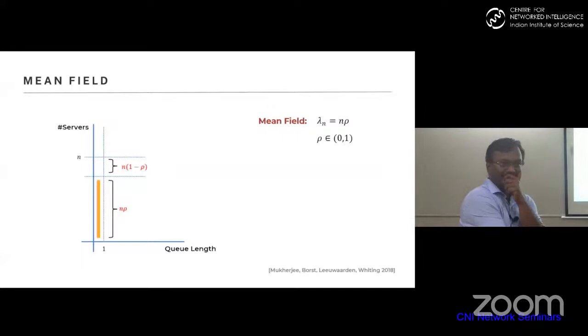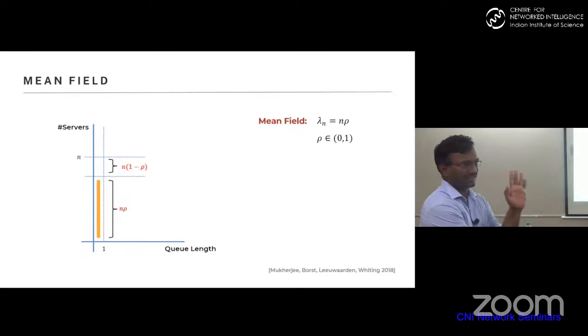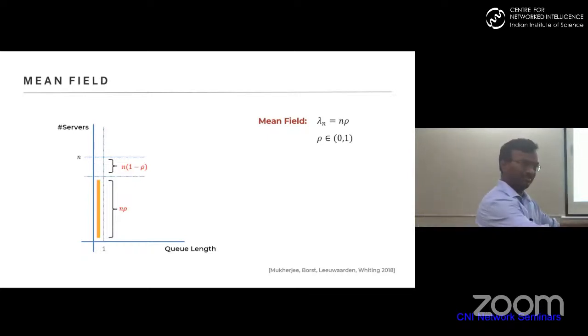Any questions on this? You're saying n rho servers have one job and the rest have no jobs. Correct. And then no servers have queue length 2 or 3 or 4 either. If you look at the prelimit, there'll be a little of that, but in the limit, this is it. So nobody is waiting. I come, there are these idle servers waiting for me.